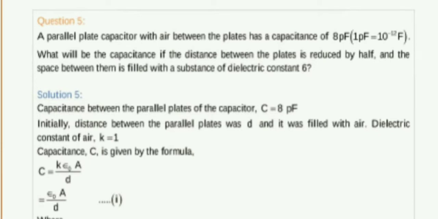A parallel plate capacitor with air in between the plates has a capacitance of 8 picofarad. We know that 1 picofarad is 10 raised to minus 12 farads. What will be the capacitance if the distance between the plates is reduced by half and the space between them is filled with a substance of dielectric constant 6? Answer. In the first case, capacitance is given as 8 picofarad.